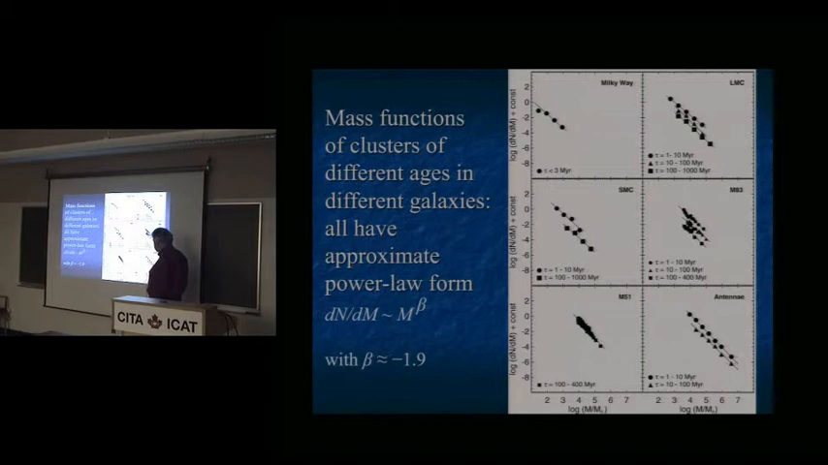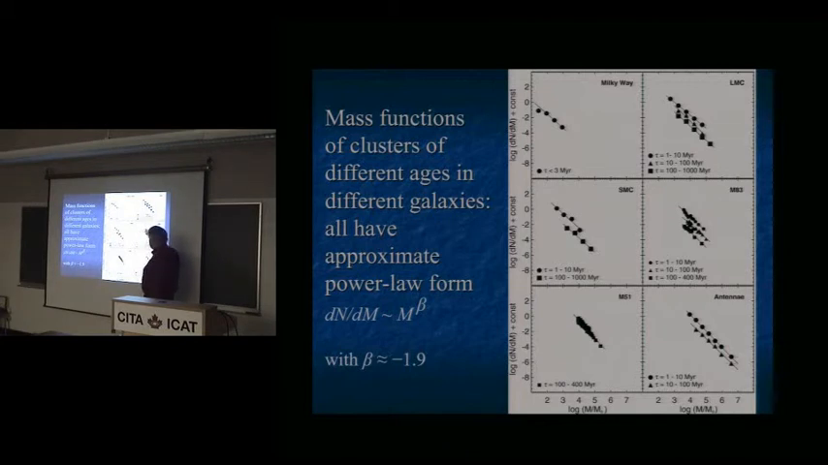So here are the Antennae and M51. These are interacting galaxies. Here's the Milky Way and M83. Those are nice big ordinary spiral galaxies, and the LMC and the SMC are dwarf galaxies. What's interesting is how similar all of these things are: how similar the mass functions of the clusters are from one galaxy to another, but also from one age to another within a given galaxy. So these lines are essentially parallel to each other here.